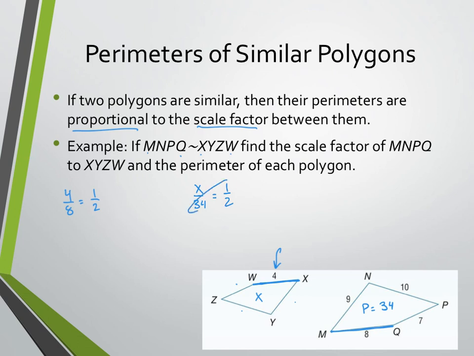Okay, then I'm going to cross multiply, because that's what you do to prove things are proportionate. So 34 is equal to 2x. That means that x is equal to 17. The perimeter of XYZW is 17. And this method will also work for area, just like it works for perimeter and other sides.